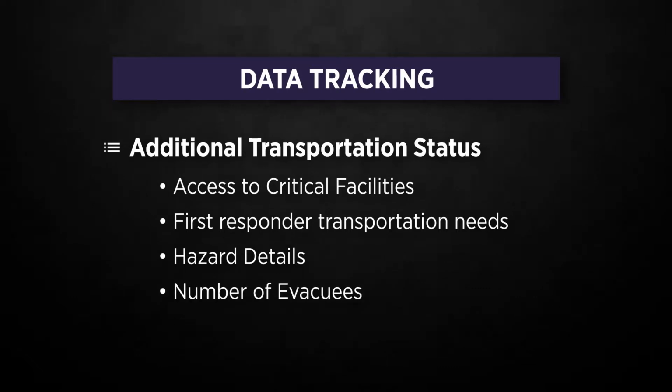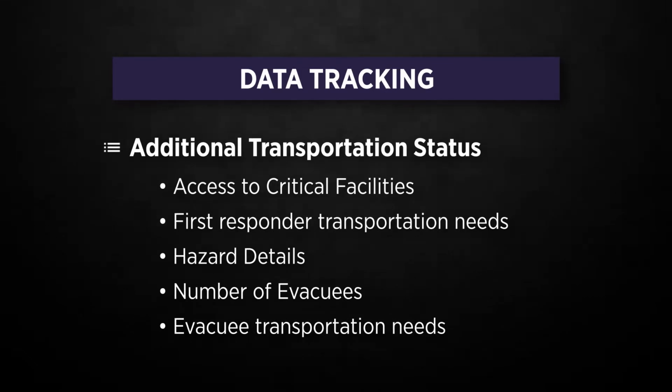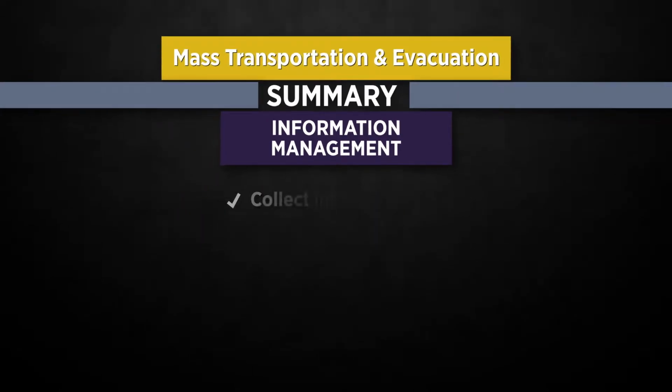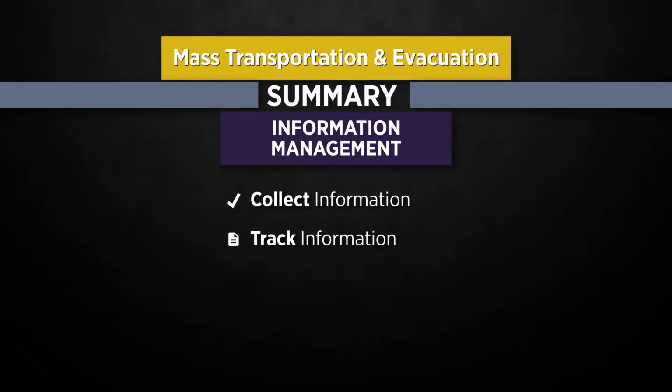You will need to document the number of people needing to evacuate and the transportation needs of people at shelters and those leaving the region. Let's review the essentials of information management. Regularly communicate with internal and external partners to collect necessary information about the incident's impact on mass transportation and evacuation systems, including structural integrity of roads and bridges. Document incoming first responder transportation needs and details about the impacted area and out-of-area evacuation destinations, as well as evacuees and available transportation resources. Data you collect will be used for situation status reports.